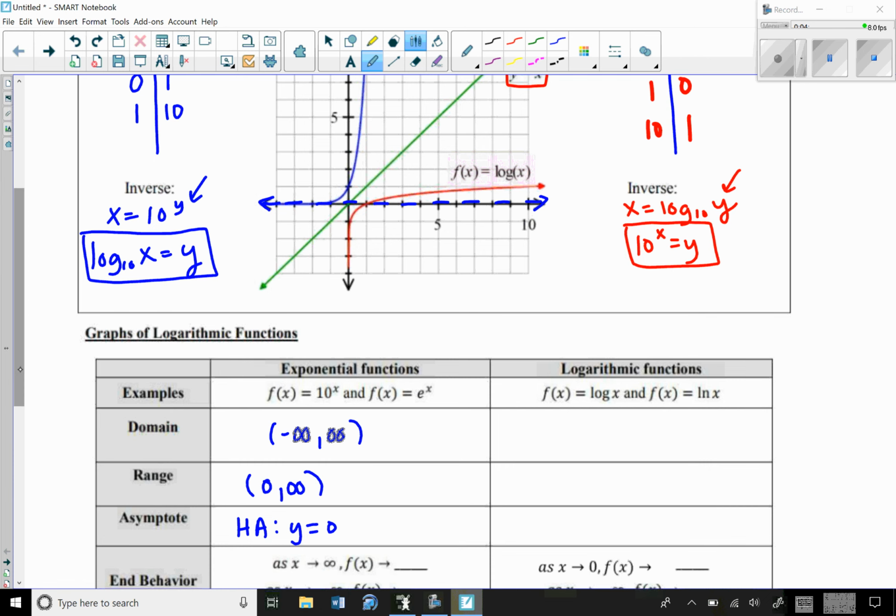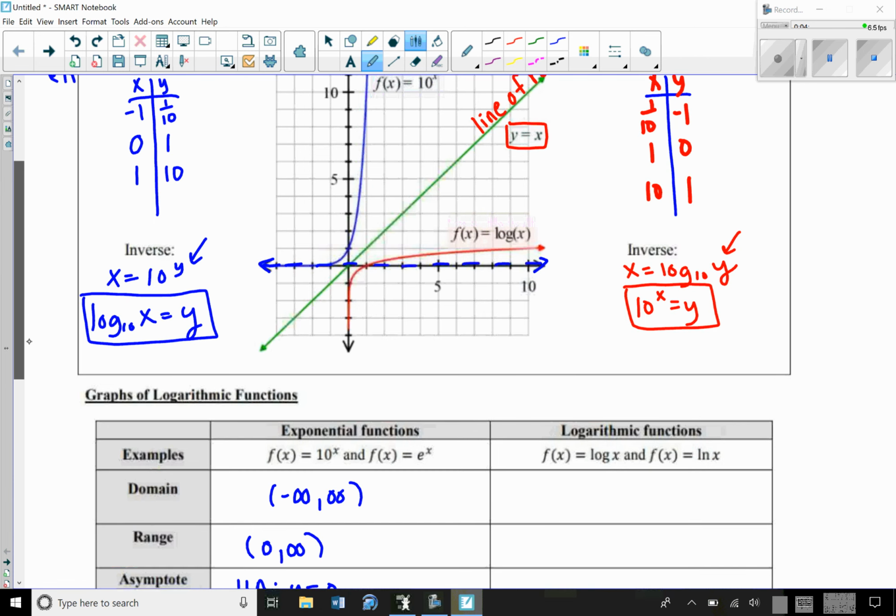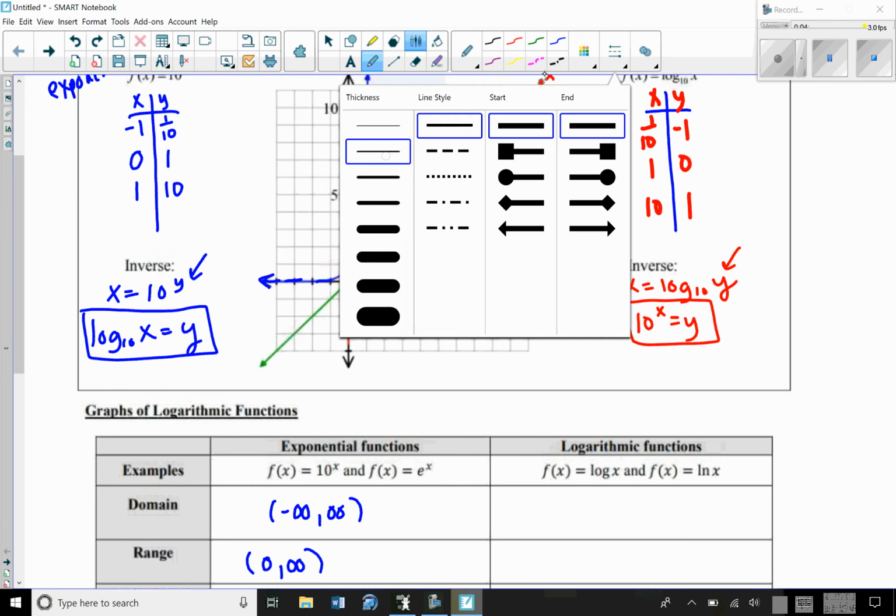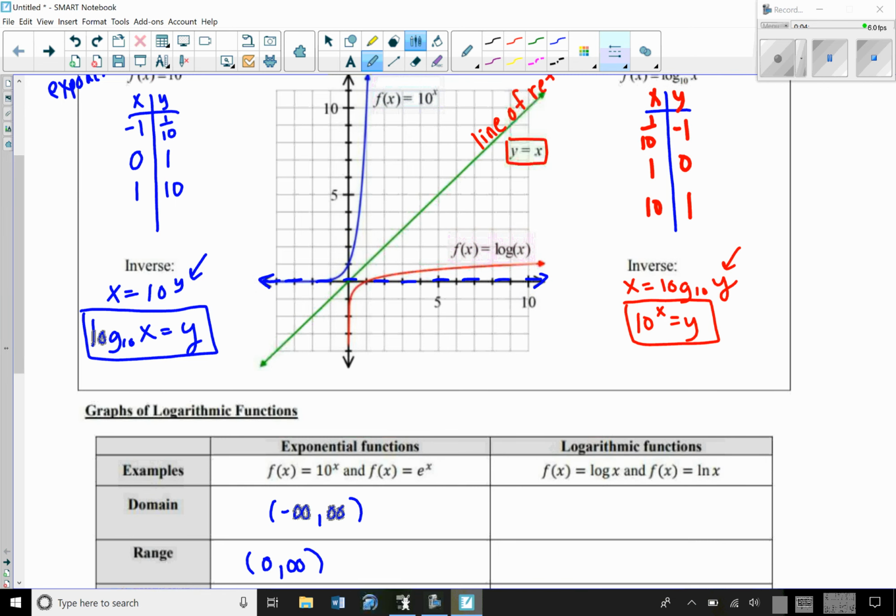And if we look at our other graph, which is our logarithmic graph, we can see that for the domain, notice that we do have a restriction because we can't take the log of negative values or 0. And of course, because we switch our x and y values, if this is a horizontal asymptote for the exponential, for the inverse it becomes a vertical asymptote.